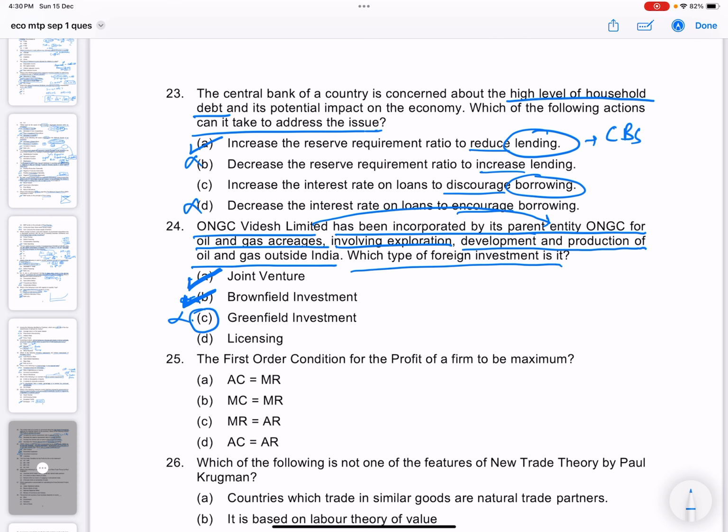But most probably it would be a joint venture. But since they have incorporated it, it would be a subsidiary. The firm would be a subsidiary. So they should have given this option. Well, it is not related to licensing.